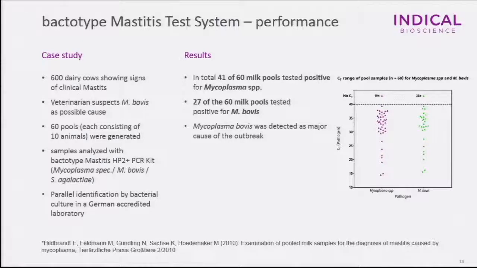Results are shown here for the mycoplasma, here for the M. bovis. So we found a total of 41 out of 60 milk pools tested positive for mycoplasma. And 27 out of the 60 were tested positive for M. bovis. And what we found, there was quite a cluster of weak positive results showing here, but also a significant number of pools which were strong to medium positive and some actually very, very strong positive. So with this procedure, we were able to figure that Mycoplasma bovis was detected as a major cause of outbreak with some possible involvement of some other mycoplasma as well.